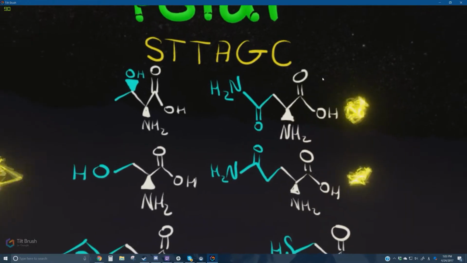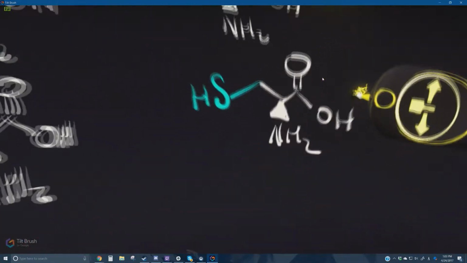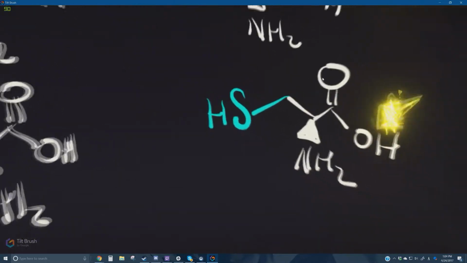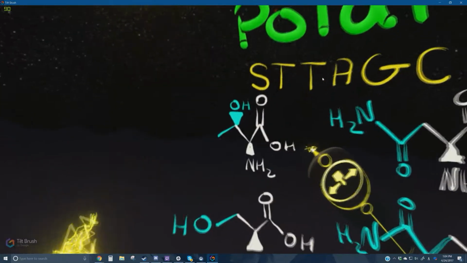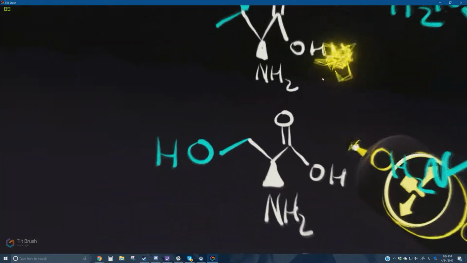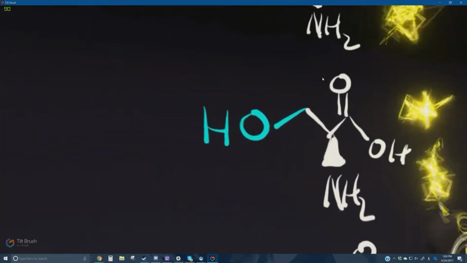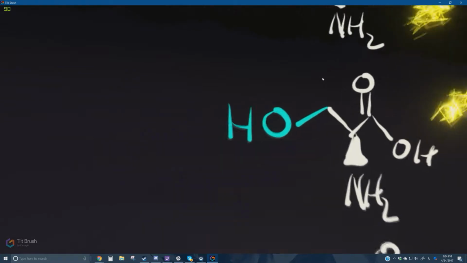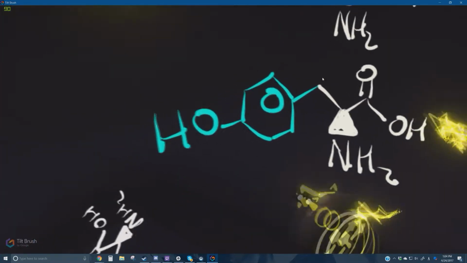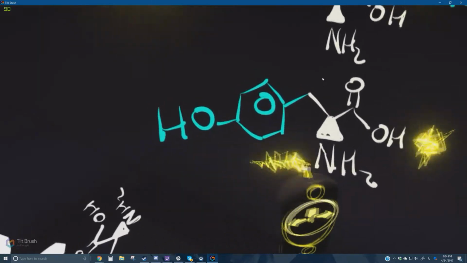Sounds familiar, right, to the negatively polar amino acids? Now we have a sulfur attached to a hydrogen. This is called cysteine. Next up, we have threonine with a methyl group at the end. We have here a serine with an OH group at the end. And last but not least, we have a tyrosine with an OH group attached to a benzene ring.